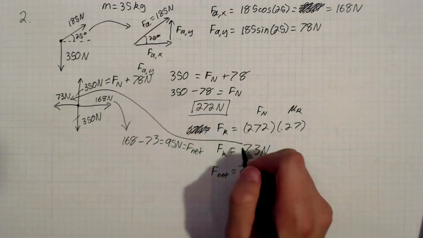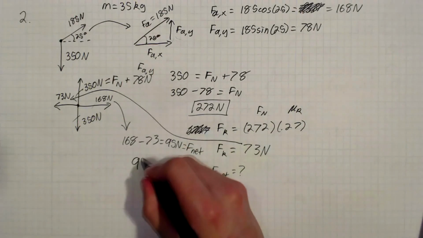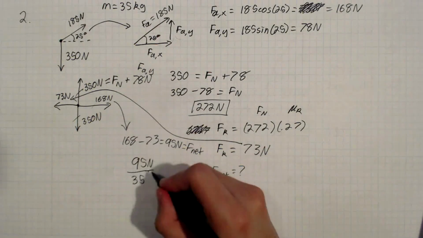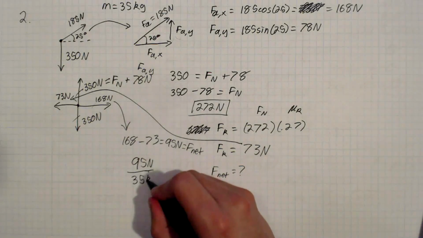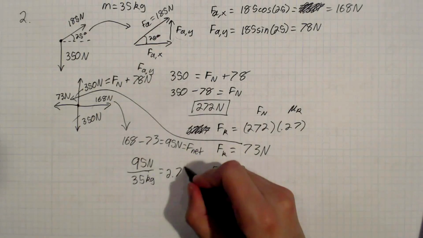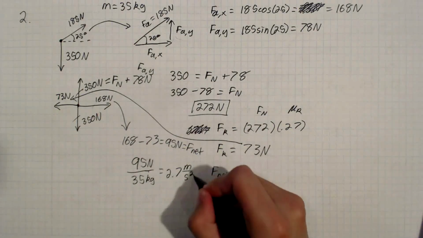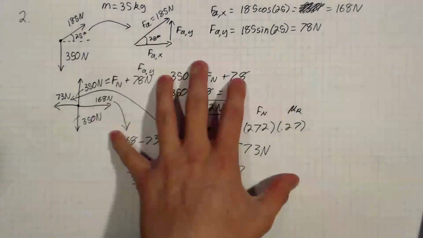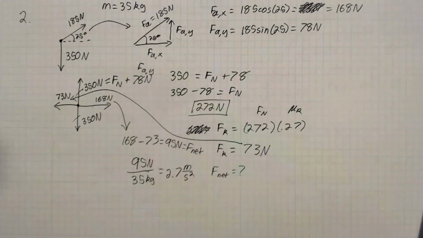And to find our acceleration, we want to take that and divide it by our mass. So this is 95 newtons over 35 kilograms, which is going to give us a net acceleration of 2.7 meters per second squared. The book says 2.9. I'm not really sure how they got that. Maybe it's because I'm using 10 for gravity and they're maybe using 9.8, or some sig figs issue. But if you're around there and you follow these steps, you're fine.